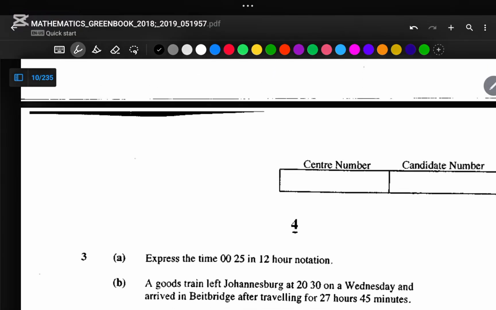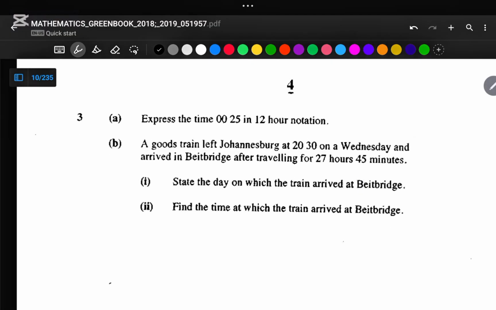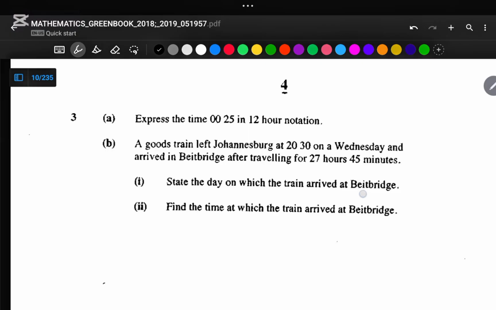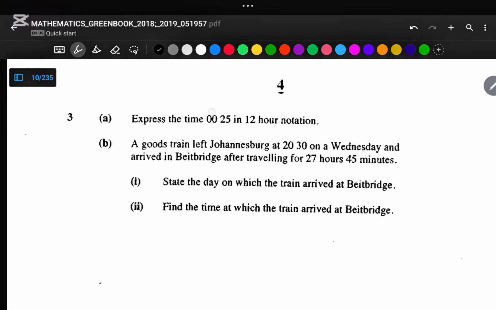And let us move on to the next part of our question, which says express the time 0025 in 24-hour notation. So this one, it is 0025. So 00 is 12 midnight. So in 12-hour notation, it will be 12.25 a.m. Then 12.25 p.m. is noon. Okay, and then part B.